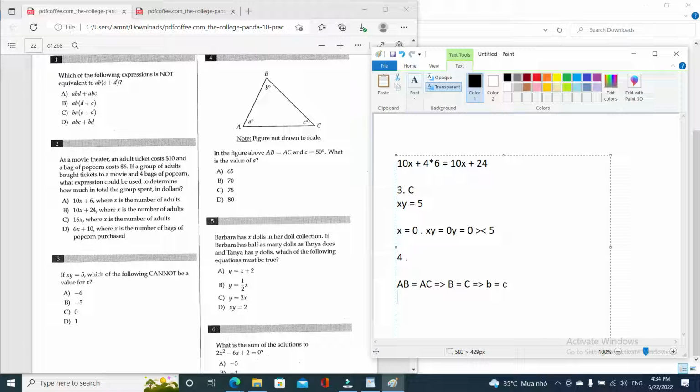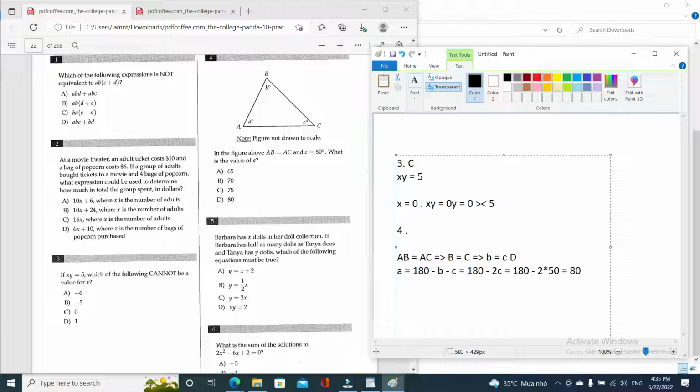So A is going to be equal to 180 minus B minus C, but because B is equal to C, that just means 180 minus 2B, which is 2C. Because they gave us C, it's 180 minus 2 times 50, which is 80. So it's D. Alright, number 5.